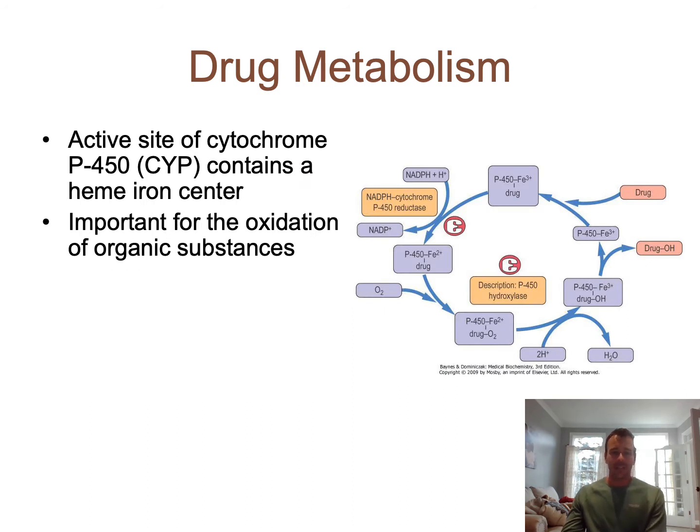The active site of P450 enzymes contains a heme iron center, so this heme comes into play with these enzymes as well. And this is important for the oxidation of organic substrates. You can see the process here. I'm not going to dwell on it, but essentially the drug comes in, interacts with the P450 enzyme, and you can see the metabolism process begins, essentially ending with the hydroxylated form of the drug, which can be further processed in phase 2.